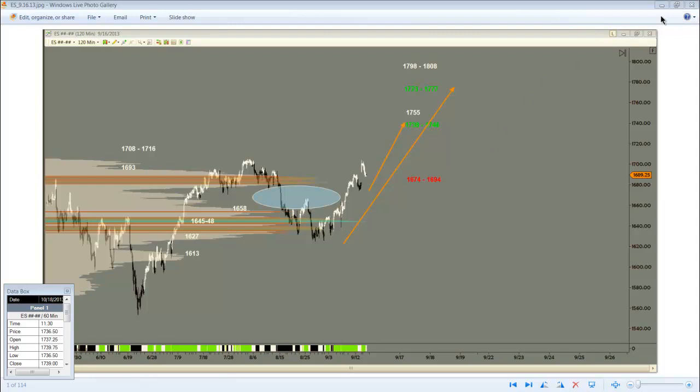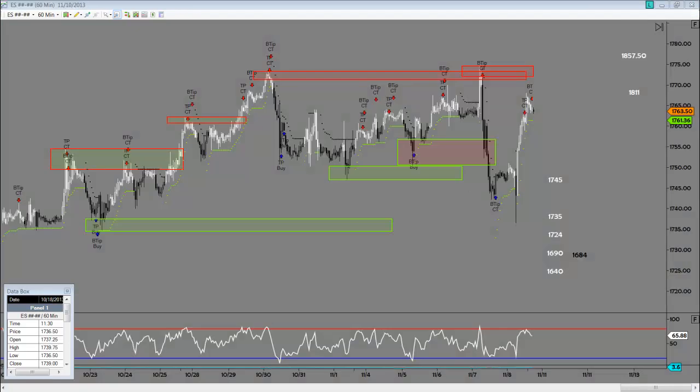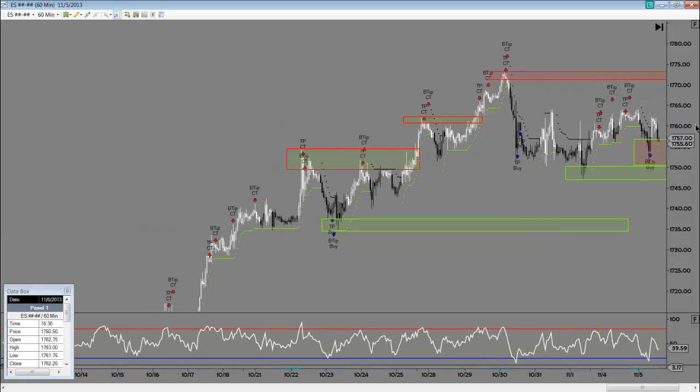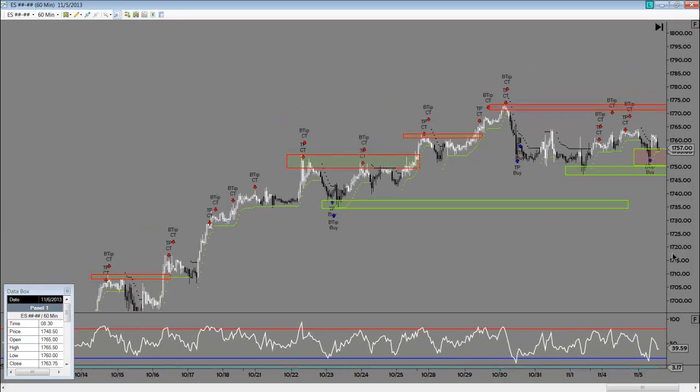Here's where we are now. Onto the DSR model here on a 60-minute chart. A couple key things to take away. Get your eye to look over here to the left to start out with. When I left you with that last video, we were trading just sub 1700.